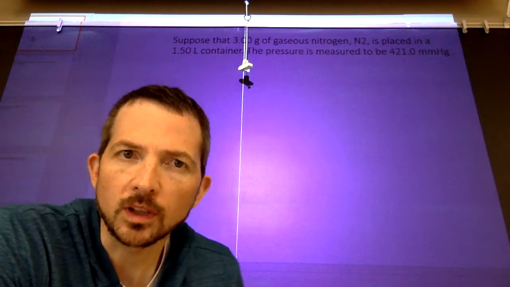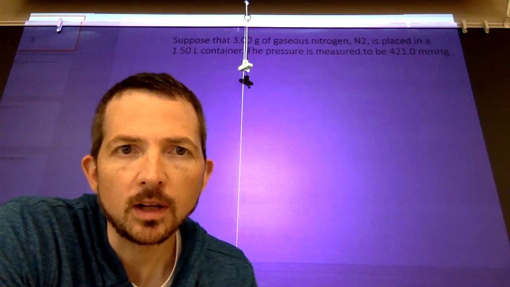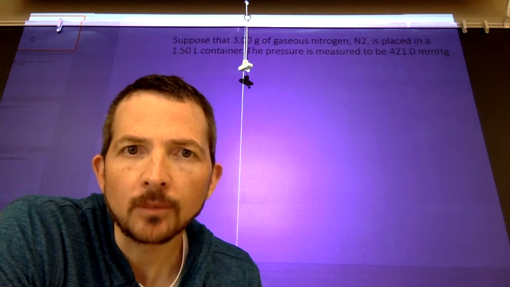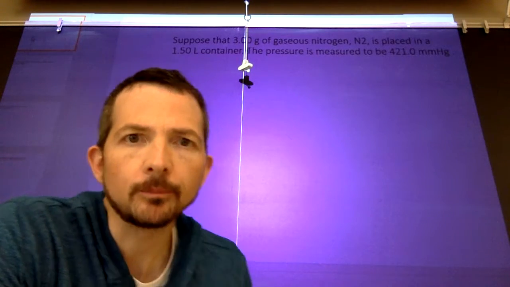If we look at this first one, it says suppose that 3 grams of gaseous nitrogen is placed in a 1.5 liter container. I'm given the pressure is measured to be 421 millimeters of mercury.